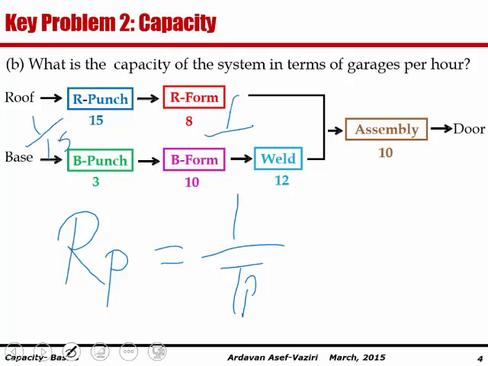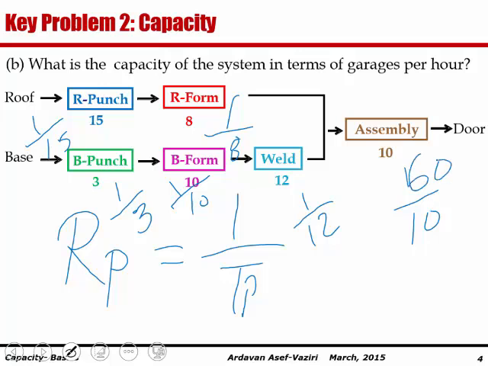Here capacity is 1 over 8. Here capacity is 1 over 3. Here capacity is 1 over 10, and here capacity is 1 over 12 and 1 over 10. This is capacity per minute. We can multiply each one by 60 and get capacity per hour.